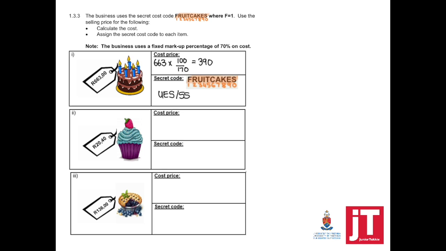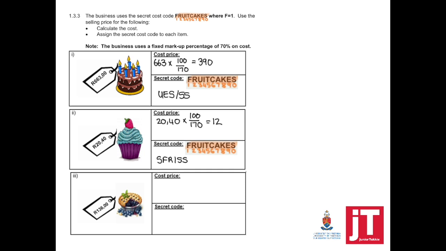Then we've got number 2. To work out the cost, take the selling price, which is given to you, times 100 divided by 170. Use the secret code and now find the code. The S, it's 12 Rand. So S means 0. F, 1. R, 2, dash, SS, because it's 0 cents.